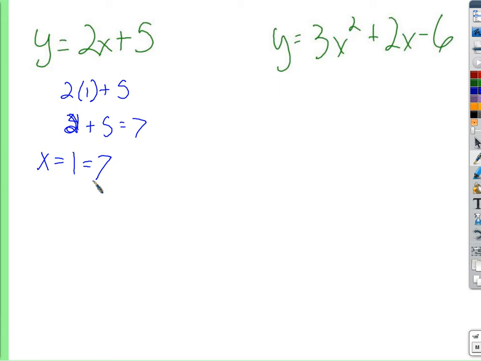Is this how you kept track of it? Yeah, but it's not a good way, because it is false, right? This statement, what's this saying? 1 equals 7. That's not true. That's a really common thing when people work horizontally: this equals this equals this, and none of those things are equal to each other.